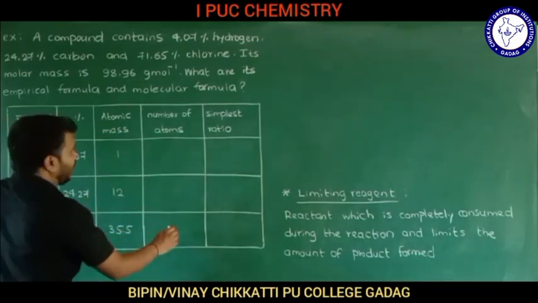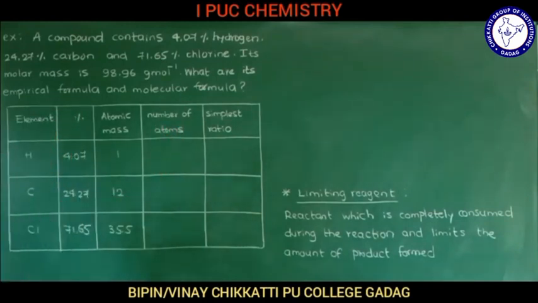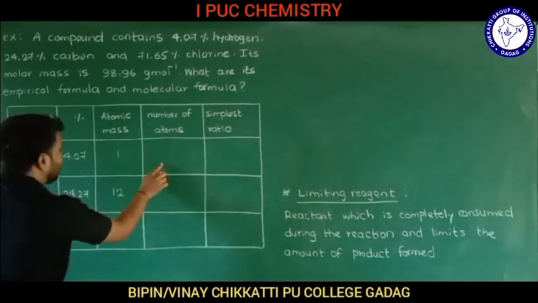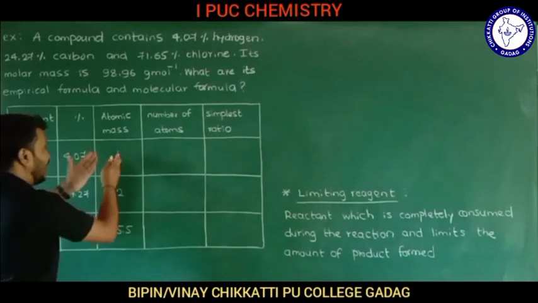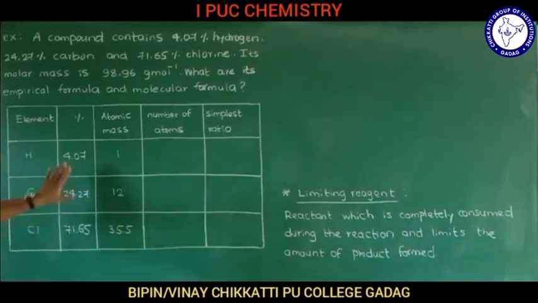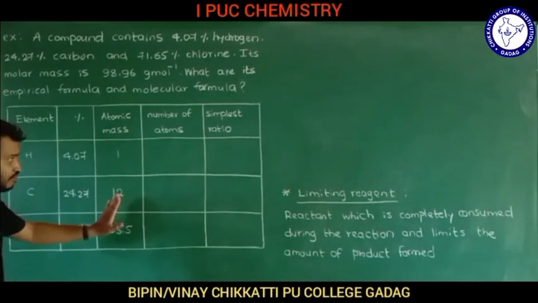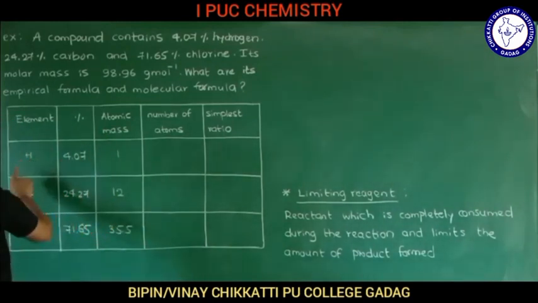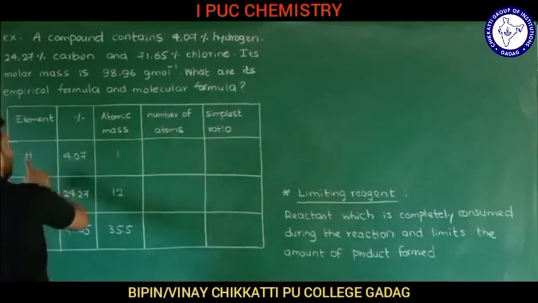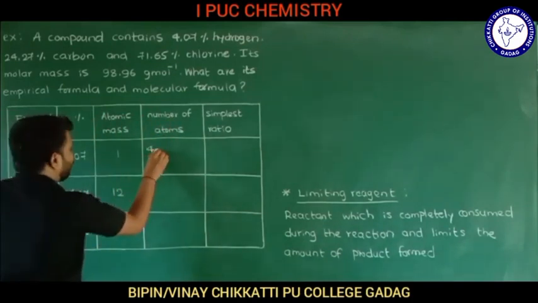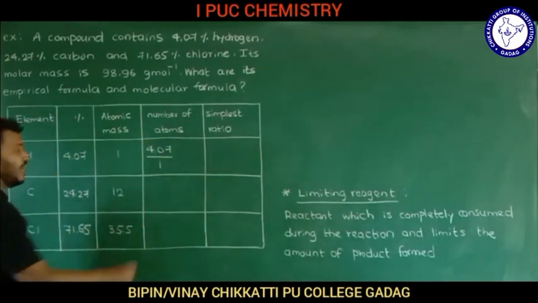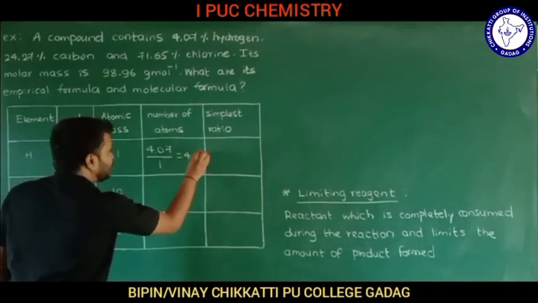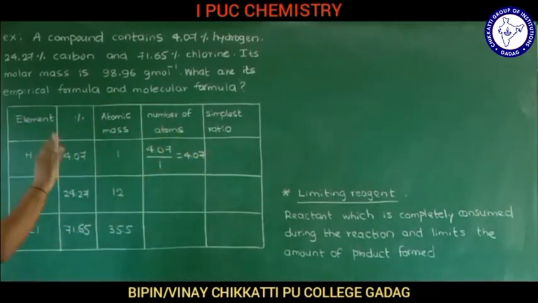In the fourth column we have the number of atoms. To calculate the number of atoms, you have to take the ratio of percentage composition and atomic mass. You have to divide these numbers by these numbers. The first one I am going to calculate is for hydrogen. The percentage composition is 4.07 and the atomic mass is 1. If you divide this, you get 4.07, which is the number of atoms. Nearly equal also we can write, and that will be 4.